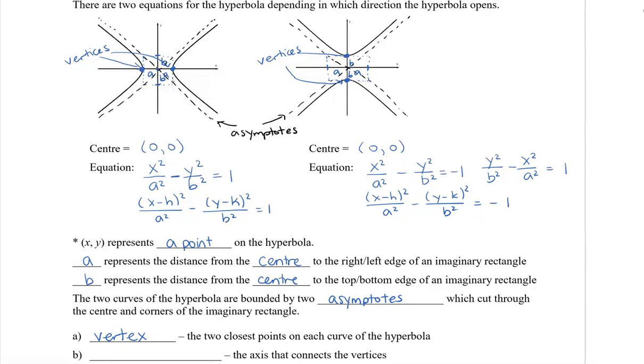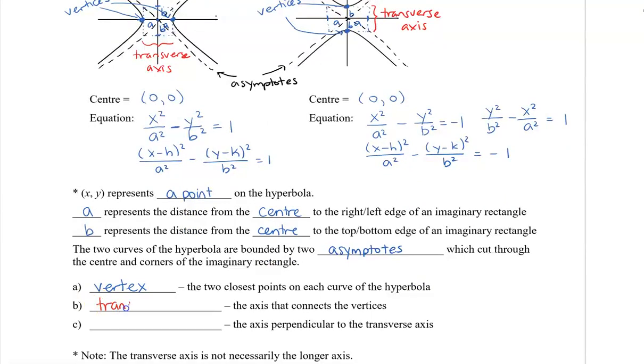Now, the axis that connects these two vertices, so the distance from here to here, or from here to here, this is called the transverse axis. So let's fill the blank in. Transverse axis. So it is the length that connects the two vertices. Now the other direction is perpendicular to the transverse axis. That one is called the conjugate axis.